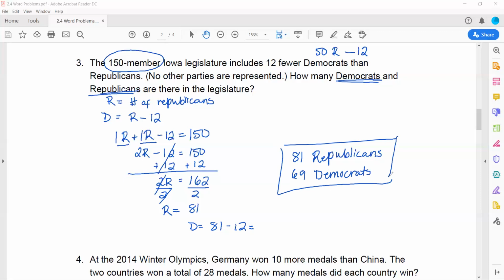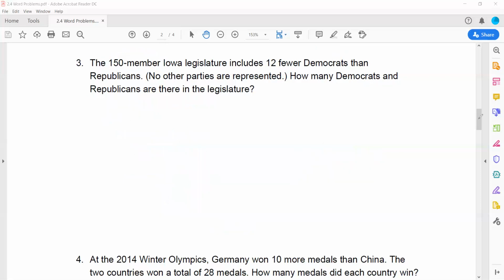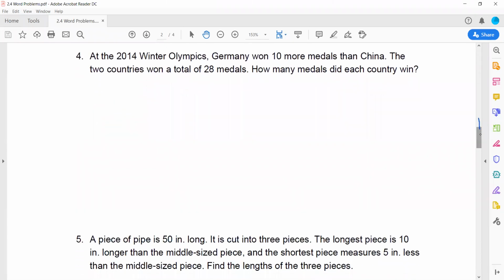All right, let's try another of these. All right. At the 2014 Winter Olympics, Germany won 10 more medals than China. The 2 countries won a total of 28 medals. How many medals did each country win? So this is another one that's pretty similar to the one we just did. They're giving us a total amount, so we know we're going to be adding the two amounts together, but we need to come up with an expression for Germany, that's one of our unknowns, and China.